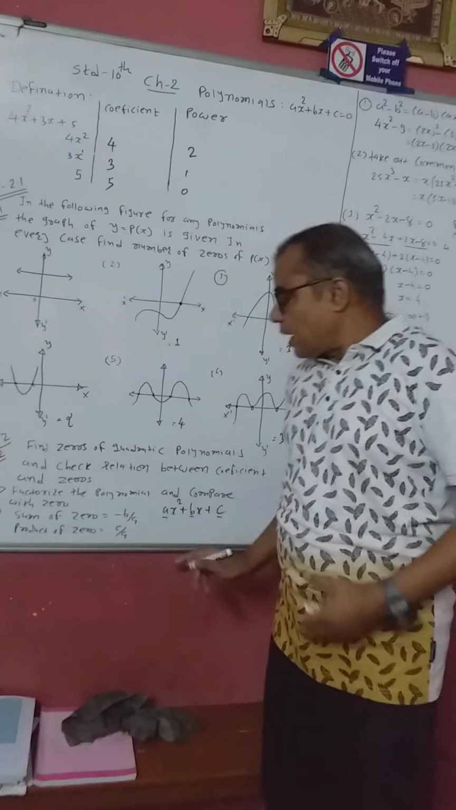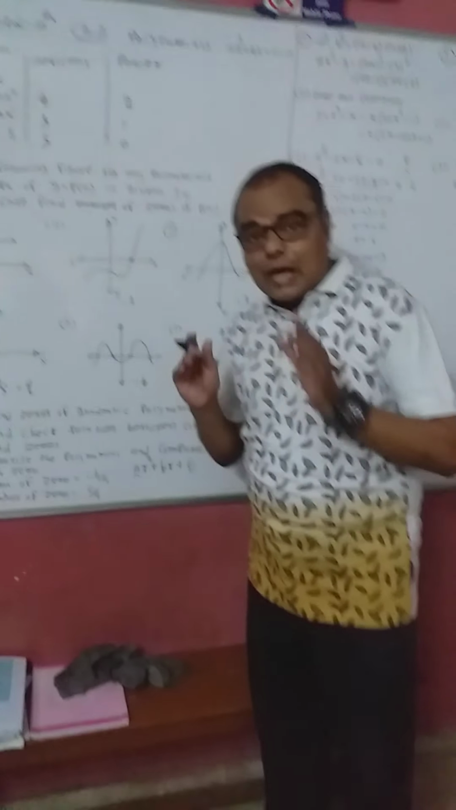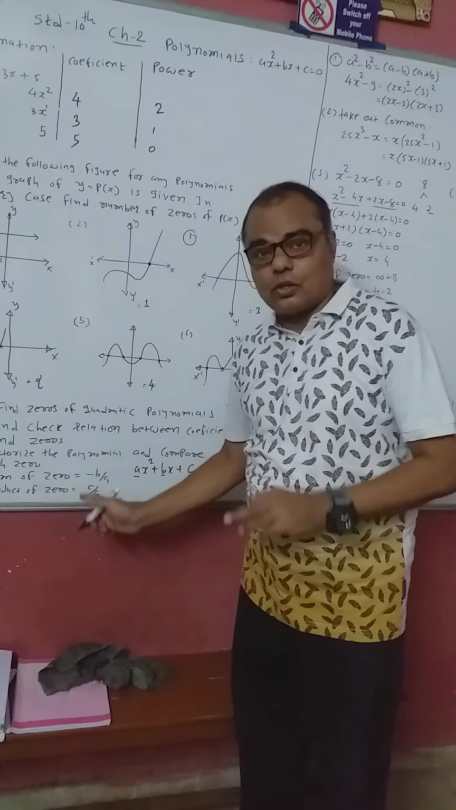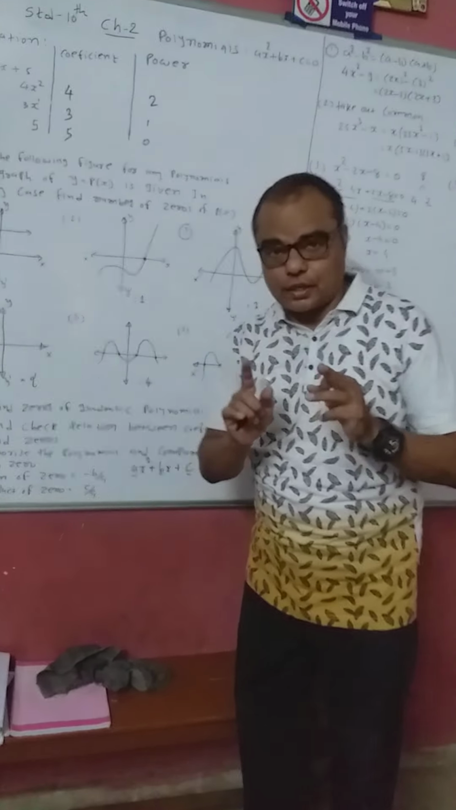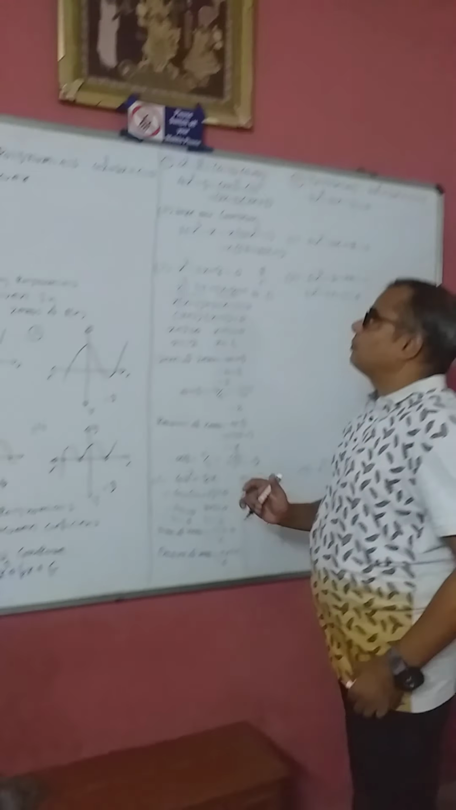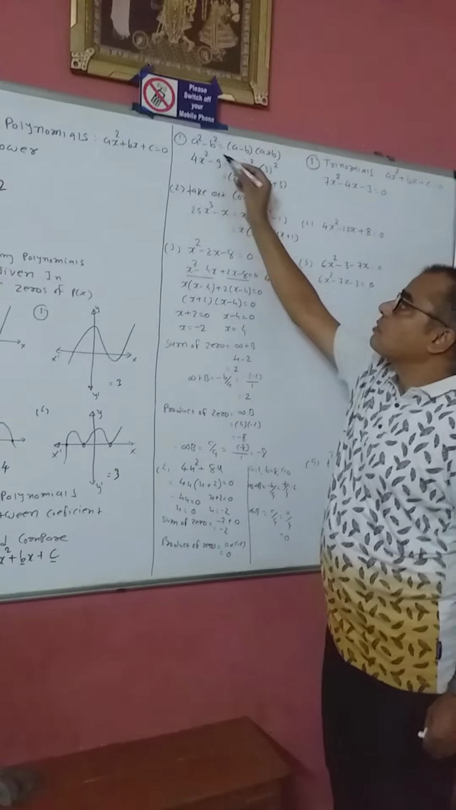So now I am going to take one example. Alpha plus beta, those two formulas you have to remember, and after factorization you have to check it. Now I am taking one example. Now there is some factor.